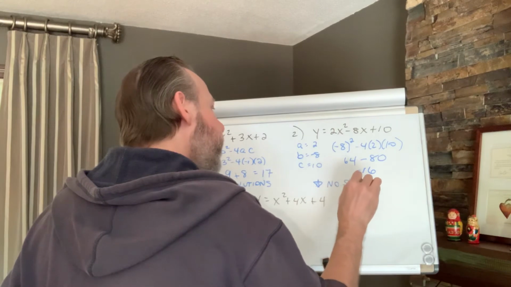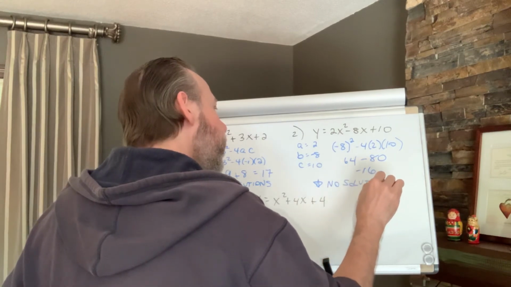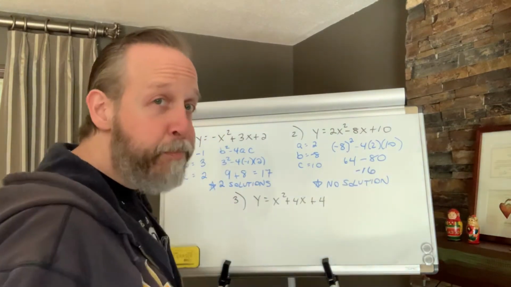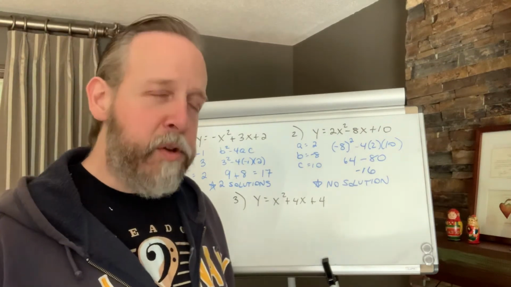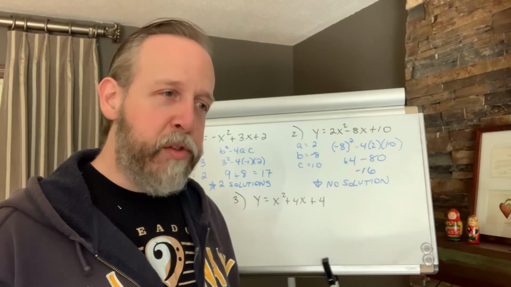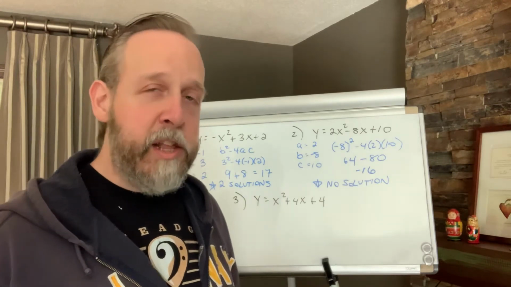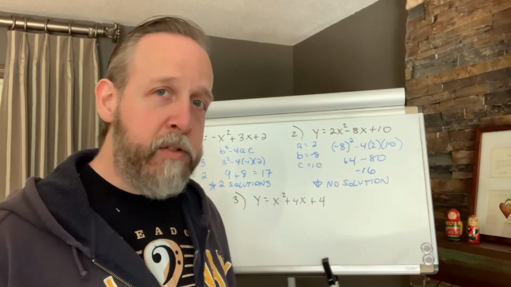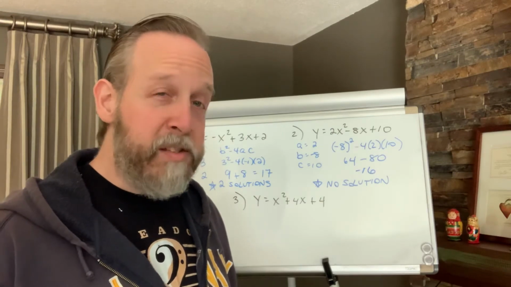Because when the discriminant is negative, there's no solution in the real number system, because there's no square root of a negative number, and the discriminant lives under the square root. So when you take the square root of a negative number, the calculator tells you error, non-real answer, or something to that effect, because there really is no answer.